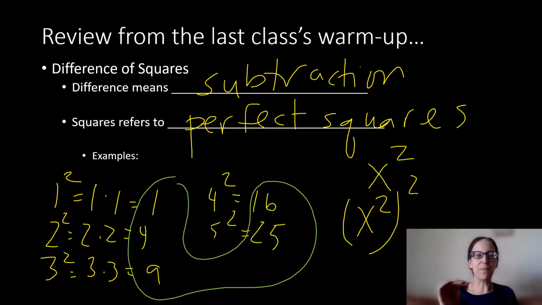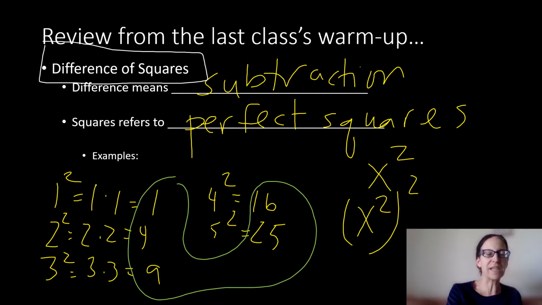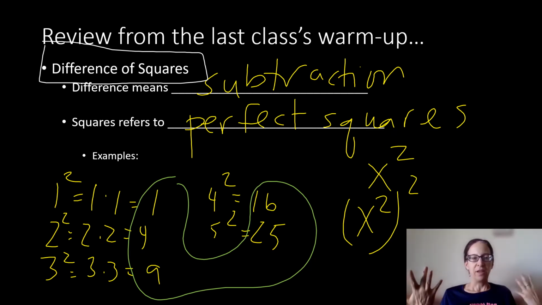So we have this expression up here called the difference of squares. And when you hear that, you just want to connect it to what it means. It means the subtraction between two of these things called perfect squares, or two expressions that are perfect squares, and then the operation would be subtraction.